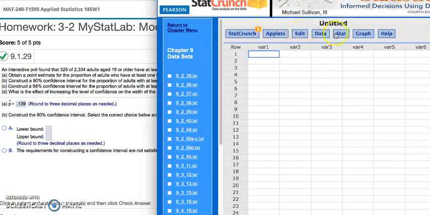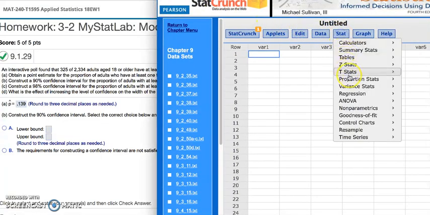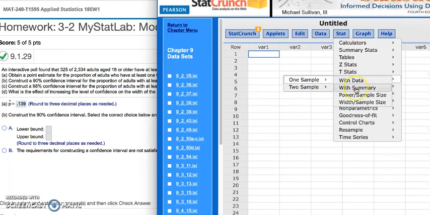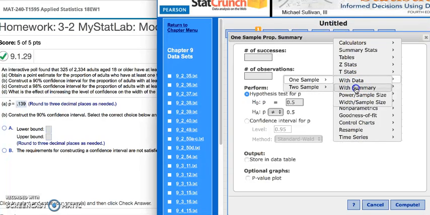To do this, you go to Stat, Proportion Stats, because again, we're dealing with proportions. Remember, when we're dealing with the mean, we're looking at t-stats. So we're going to go to one sample because we only have one data sample, and with summary because we don't have data. If we had a data set with the columns, that would be with data. Here we're dealing with summary.